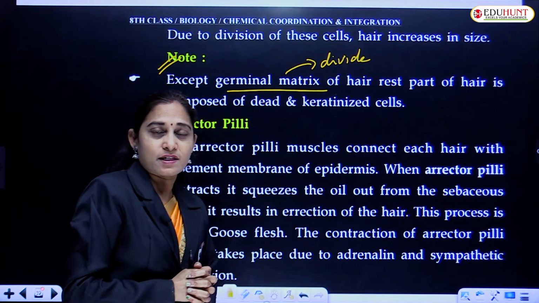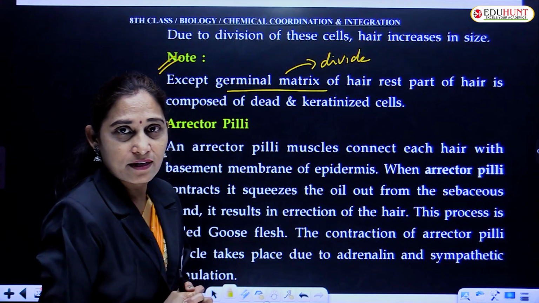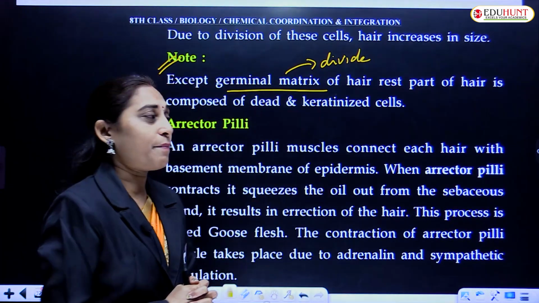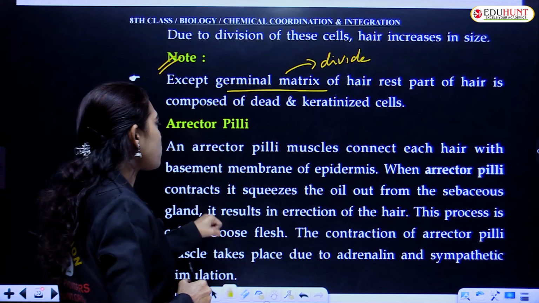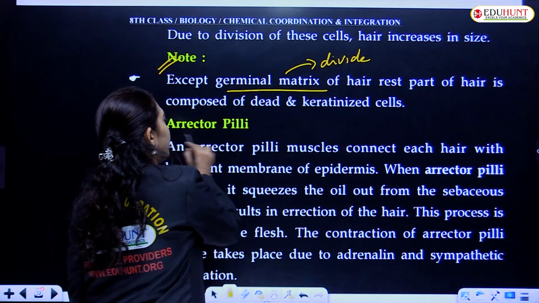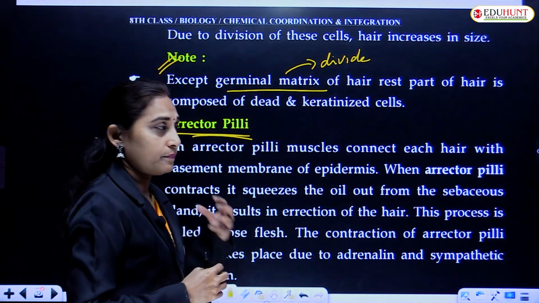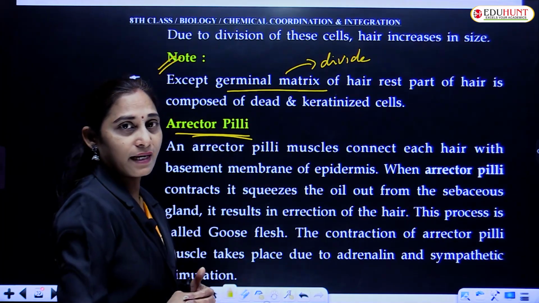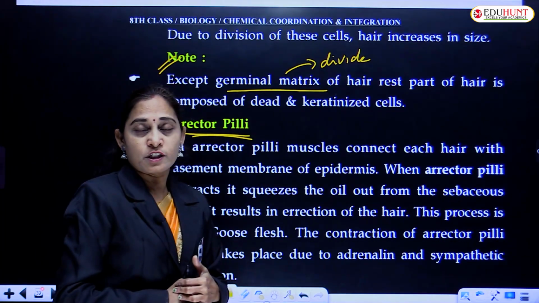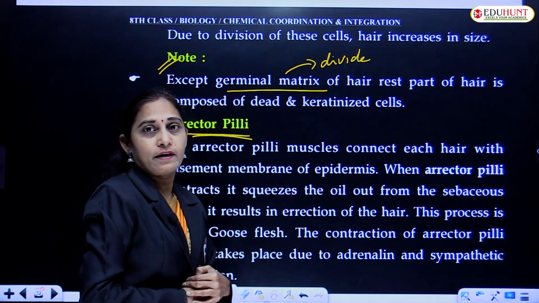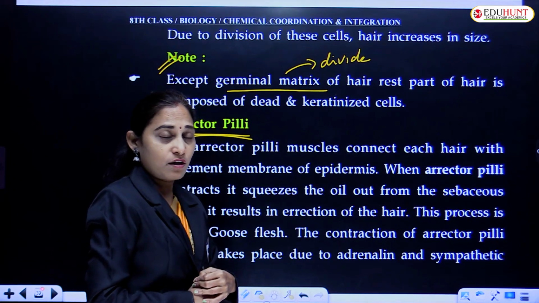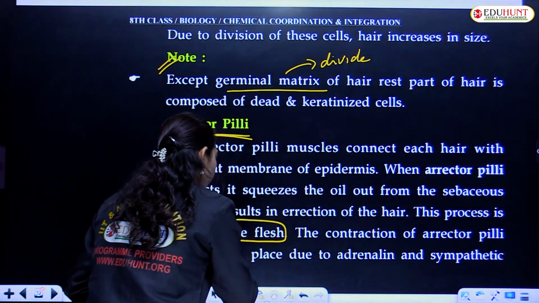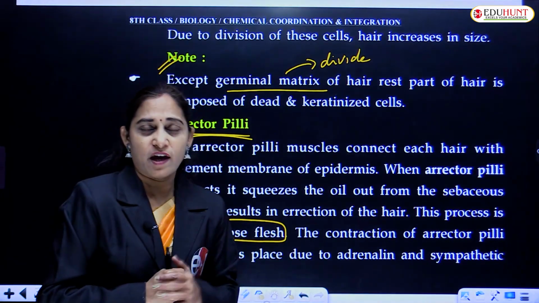Ante kada, sebaceous glands e kada, oil glands antamu. Sweat glands are different and sebaceous glands are different. These sebaceous glands, because of the contractions that take place in the erector pili, squeeze the oil from the glands and it results in the erection of the hair. This happens when the temperature falls. This process is called goose flesh. Goose flesh is nothing but erection of hair.